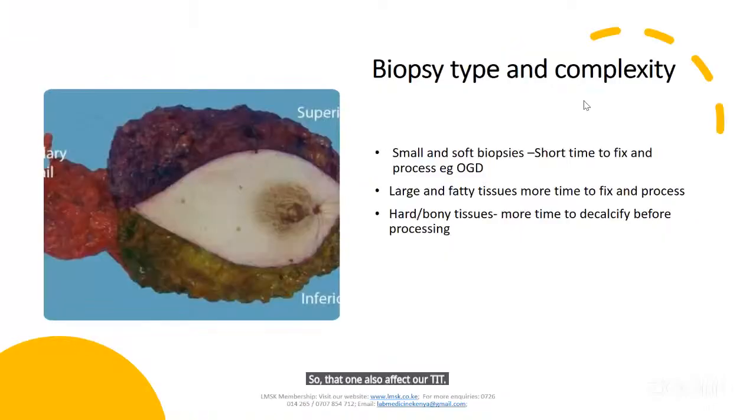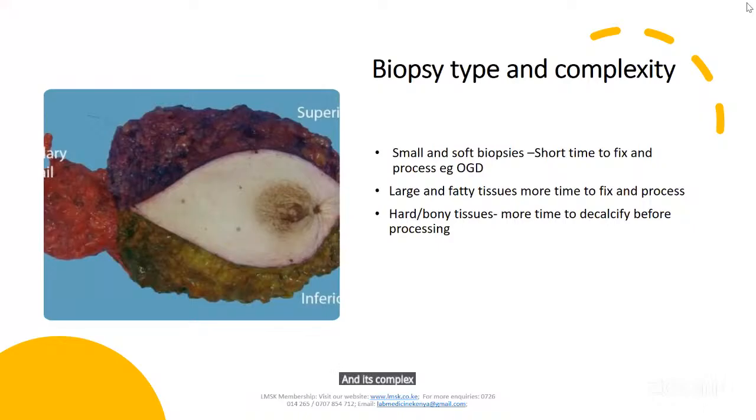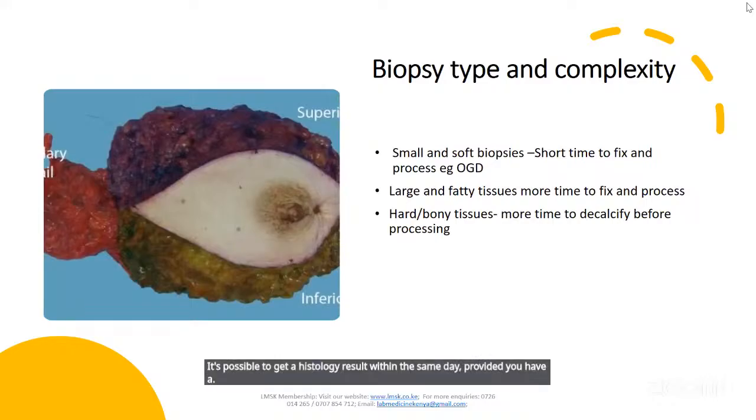Another thing that will affect our TAT in the lab is the type of specimen and its complexity. I've just mentioned that small and soft biopsies take a short time to fix and process. When someone working in a laboratory tells you that they'll give you a result in 6 hours or 8 hours, it's possible, because it depends on the type of biopsy. It's possible to get a histology result within the same day, provided you have a pathologist to report it.